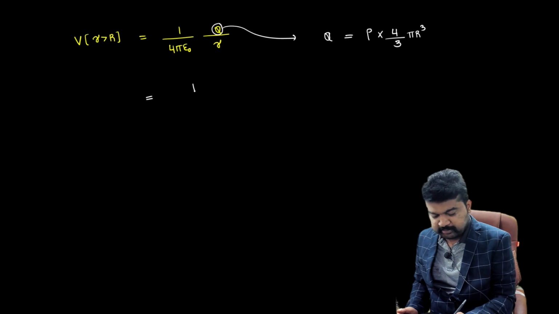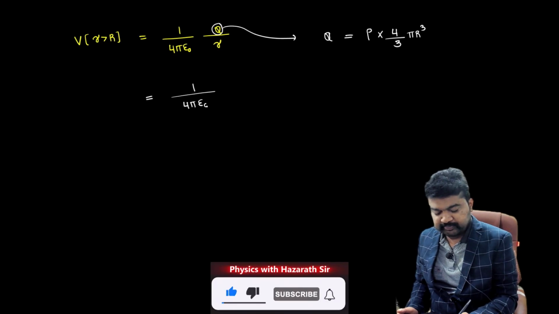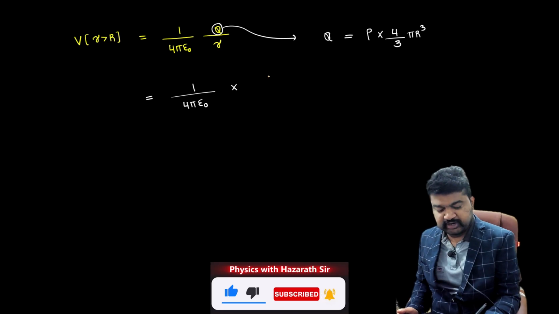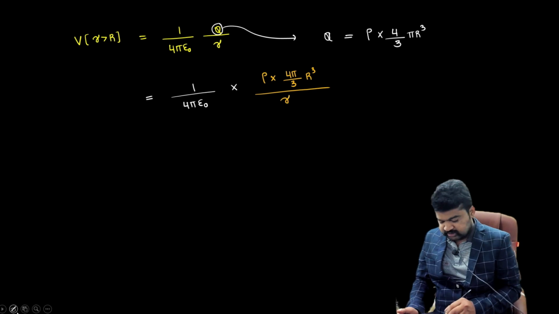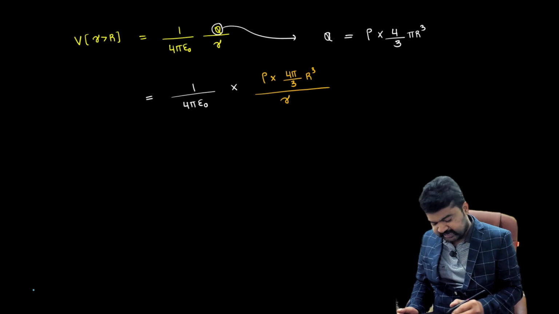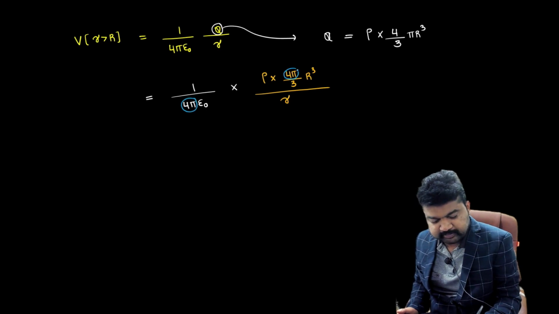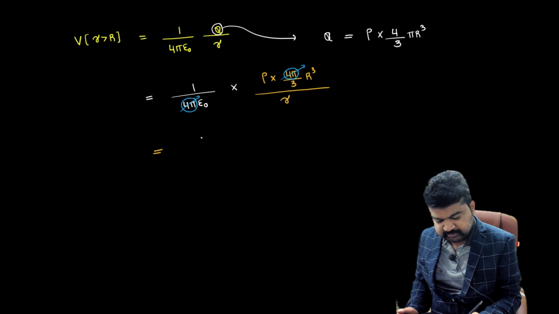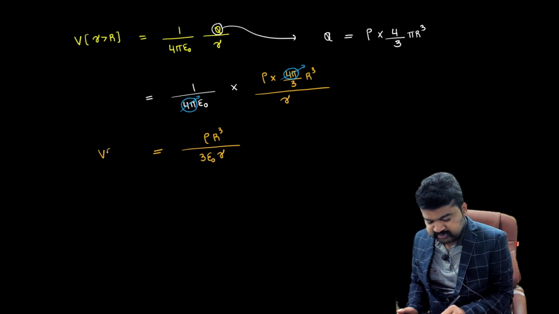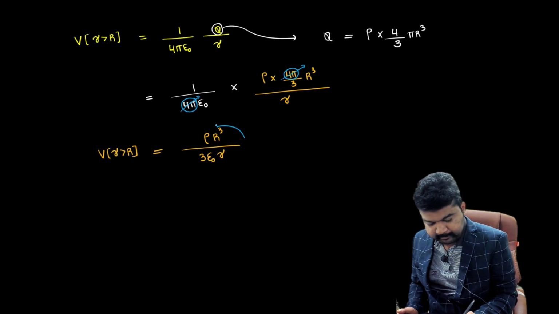So now tell me what you get. 1/4πε0, in place of Q we need to write rho times 4π/3 R cube, divided by r. Then what can you write, tell me. Here cancel the 4π, this 4π goes. So finally what remains? Rho remains, R cube remains, by 3 times ε0 r. That is V for r greater than R. Understood?